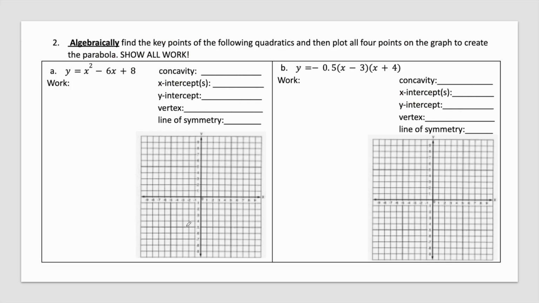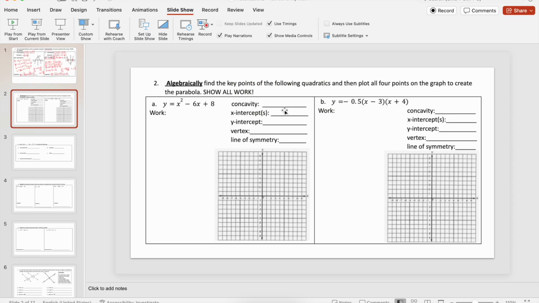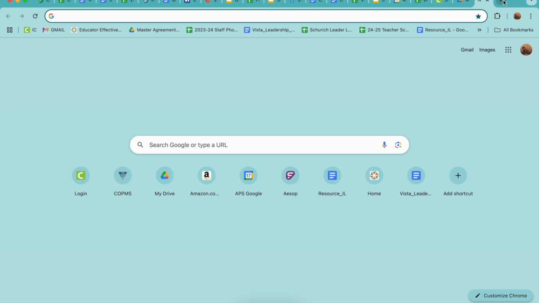All right, next problem. Algebraically find the key points of the following quadratic and then plot all 4 points to create a graph or a parabola. Show all work. What I would do first is plug this equation into Desmos. Then I'm going to find all the points and then I'll show you how to do it algebraically. So I need to get Desmos up.